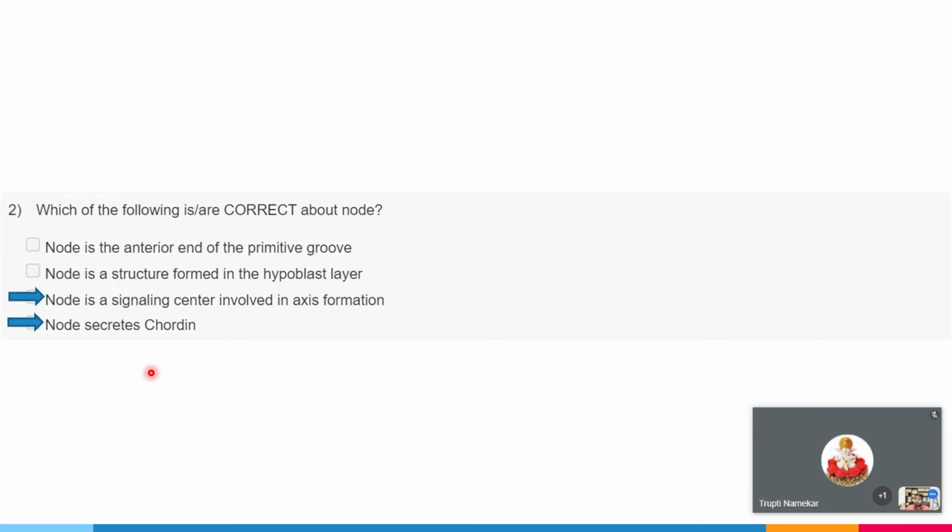So, going back to our question itself, we can conclude that node is a signaling center involved in axis formation, and node secretes Chordin are the two correct answers.